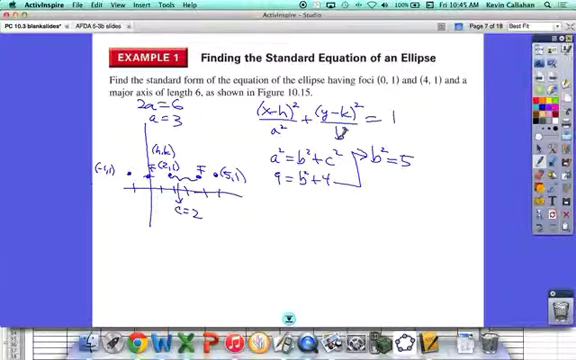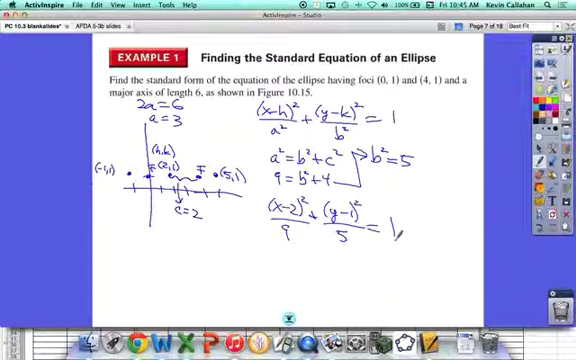It'll be x minus 2 squared over 9 plus y minus 1 squared over 5 equals 1. That's it. Good.